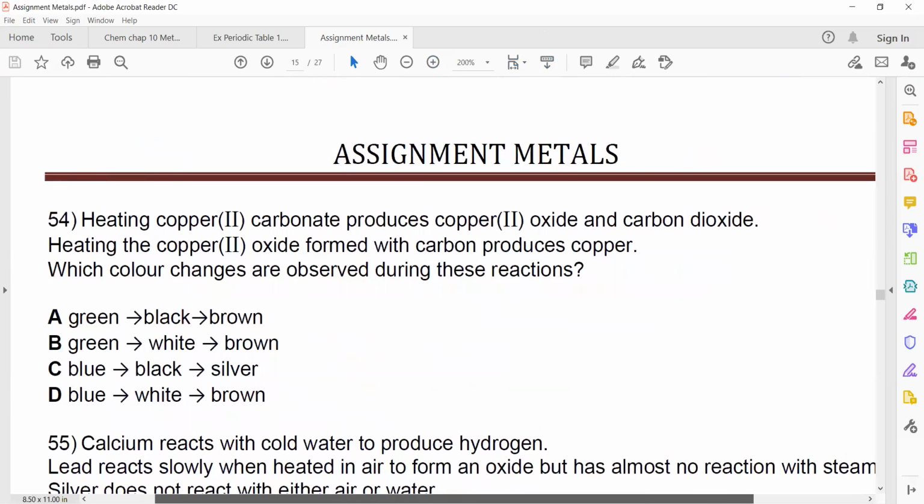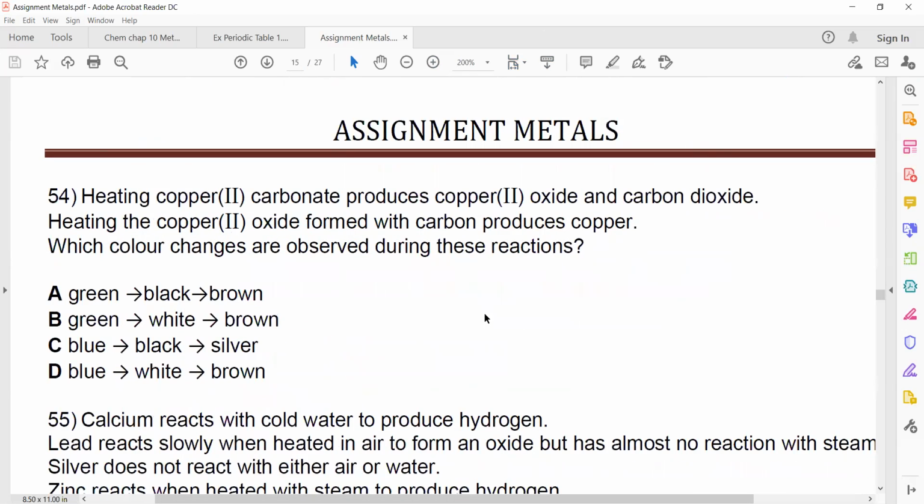In this question, heating copper carbonate produced copper oxide. Copper oxide reacted with carbon to produce copper. What are the color changes? What is the color of copper carbonate? What is the color of copper oxide? And what is the color of copper?